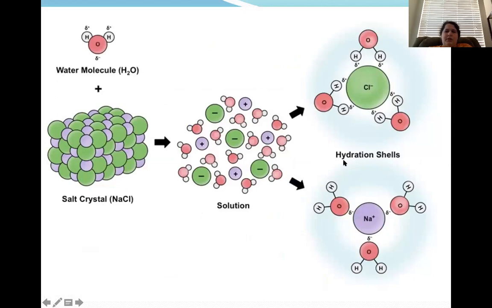Here's a little bit closer picture of everything. We can see that we have a salt crystal that's being dissolved, and all of the water molecules are aligning themselves based on the different ions to form these hydration shells around the ions.